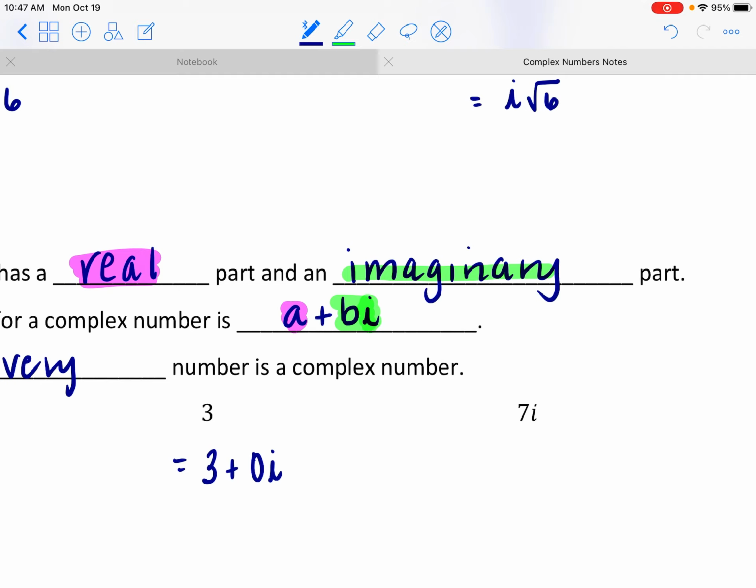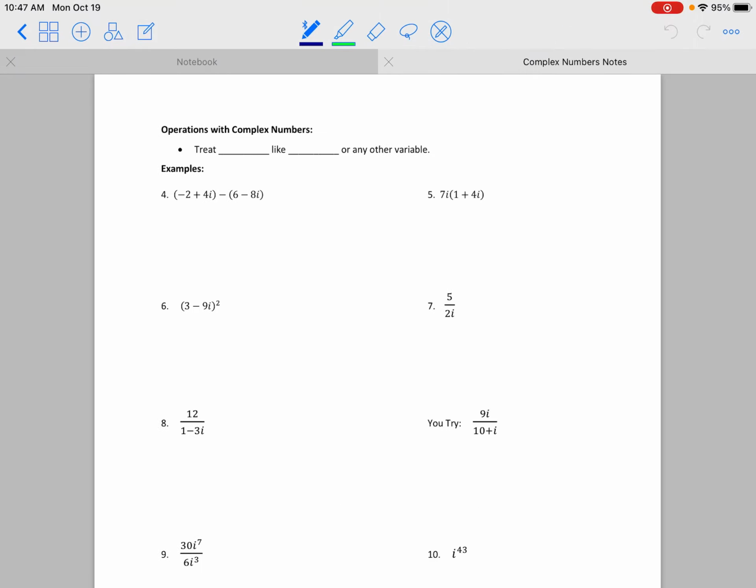Technically, the real number part is just 0. So this is the same as 0 plus 7i. Okay, technically every number is a complex number. If we don't see one part of it, it's because it's zeroed out. All right? Now, operations with complex numbers is really the goal for today.